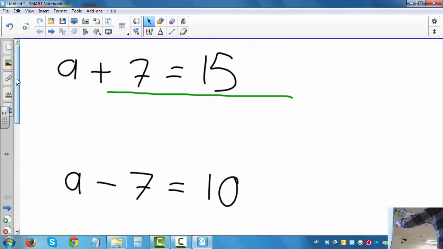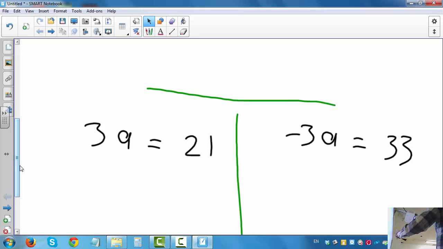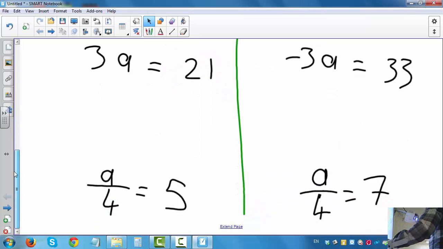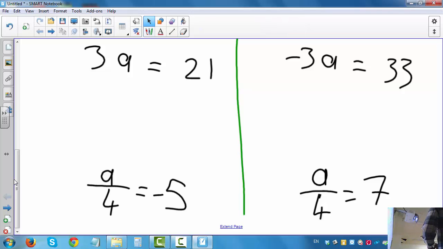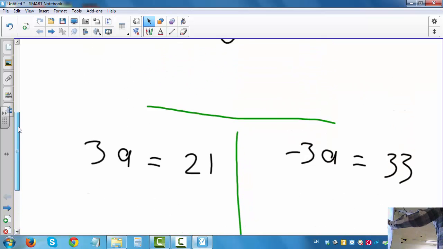So a plus 7 is 15. A minus 7 is 10. 3a is 21. Minus 3a is 33. That's the negative version. And a divided by 4 is 5. A divided by 4 is, let's make one of them negative, minus 5. A divided by 4 is 7. So let me show you how to answer those questions.